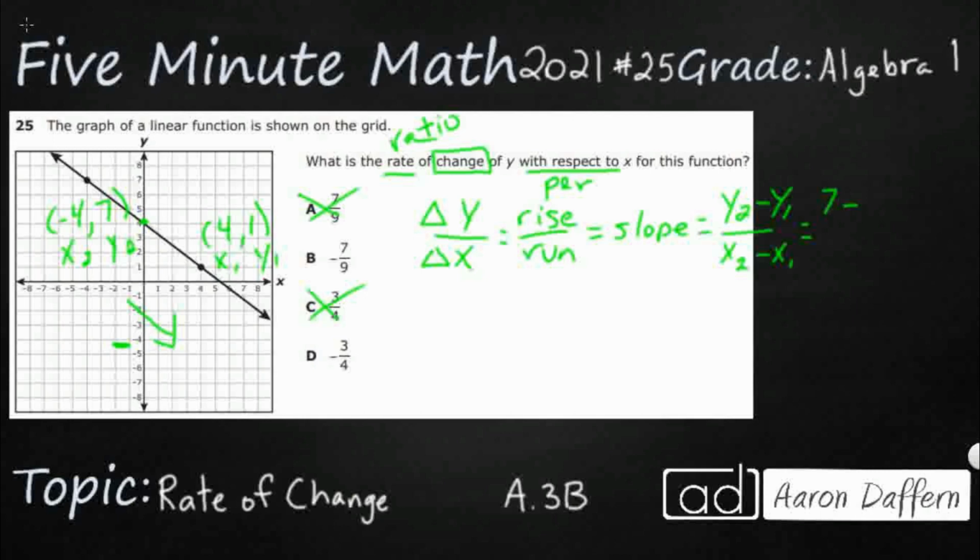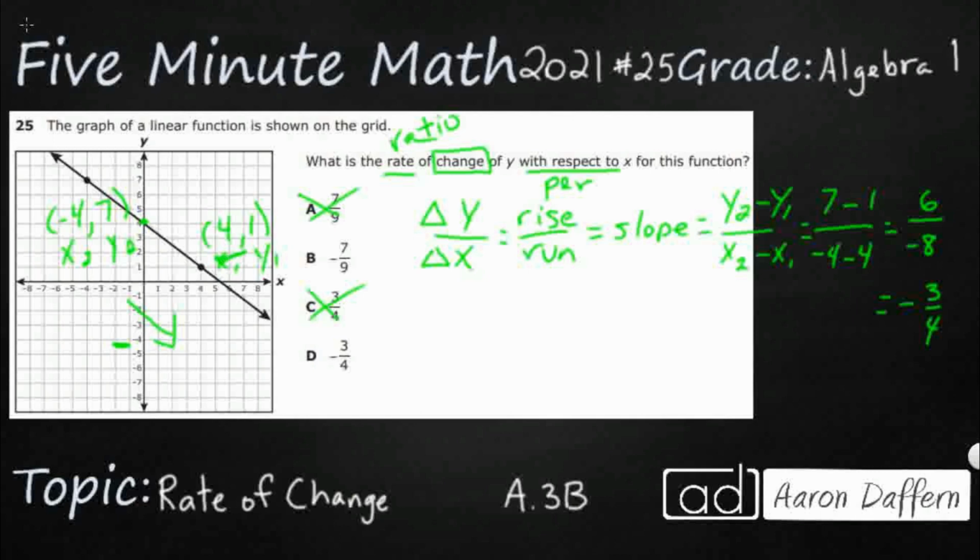My y sub 2 is 7, minus my y sub 1 is 1, and then my x sub 2 is negative 4, minus my x sub 1, which is 4. So 7 minus 1 is 6. Minus 4 is like adding, so that's going to be negative 8. Then if I simplify that, that's going to be negative 3/4. Now, we see that answer there.